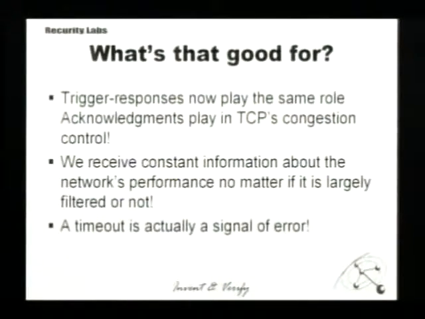So what's that good for? Well, the trigger responses now play the same role as the acknowledgements do in TCP. Because you can be absolutely sure that you should get a response, and if you don't get a response, well, that means that obviously the packet has been dropped. And that means that we get constant information about the network's actual performance. We know if packets were dropped, and we know it straight away. And now a timeout is actually a signal of error, similar to how it is in TCP.